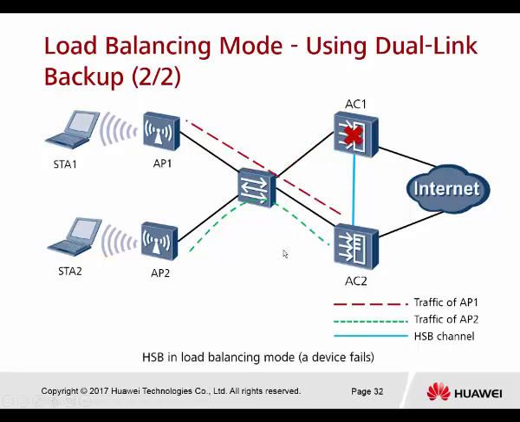And don't worry about controller failure, because when one of the controllers fails, the other APs will still load balance and connect to the other controller. The AP will form the CAPWAP tunnel with AC number 2 automatically when the device fails.